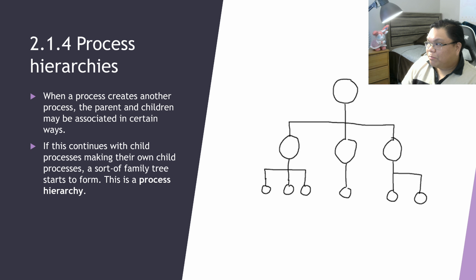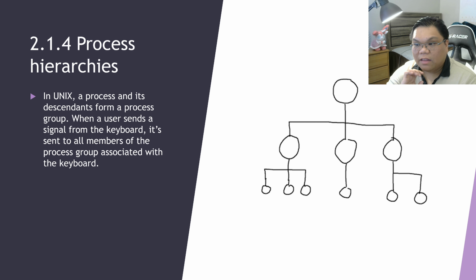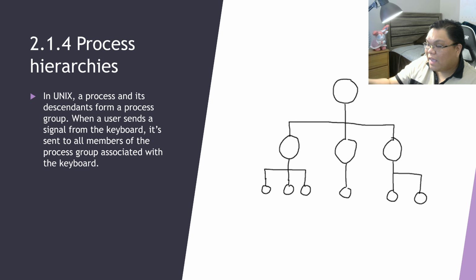When a process creates another process, those processes may be associated in a sort of family tree, and if those child processes create their own child processes, a process hierarchy starts to form. In Unix systems, a process and its descendants form what's called a process group. So all of these processes may work together for something. When a user sends a signal from the keyboard, for example, it may be sent to all members of the process group associated with the keyboard.